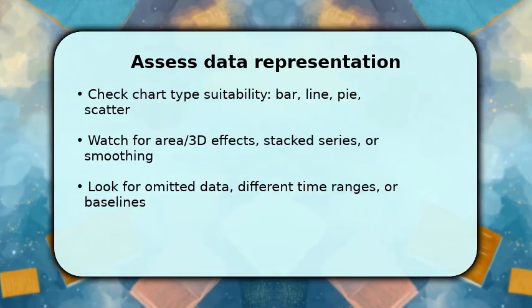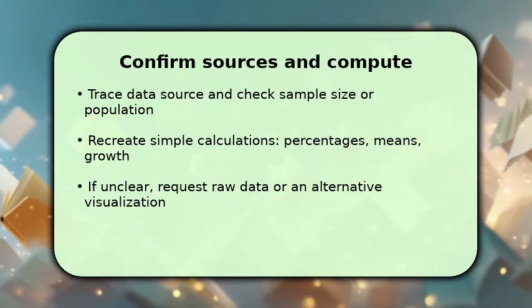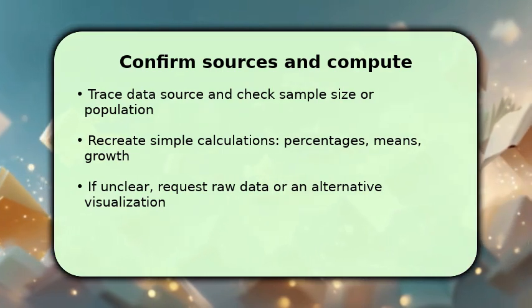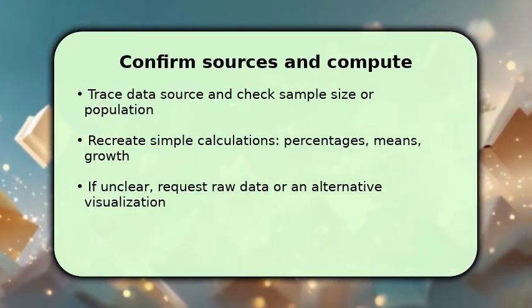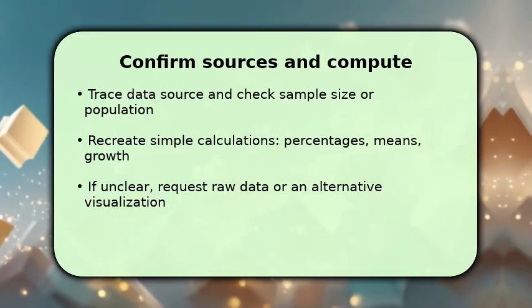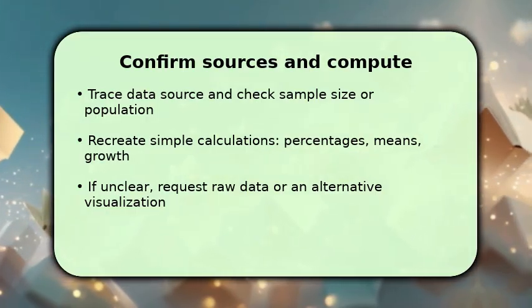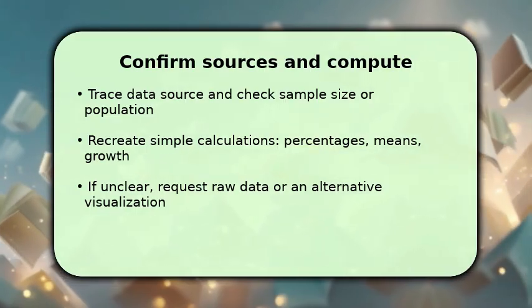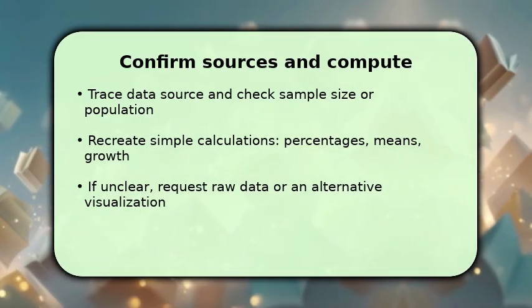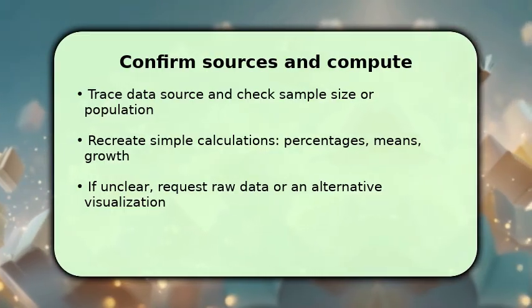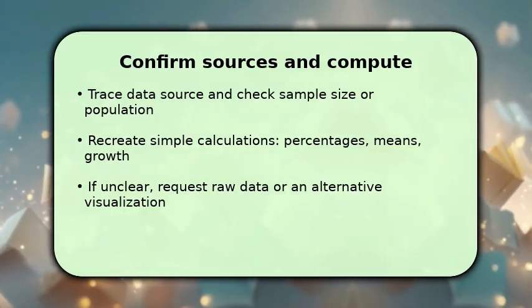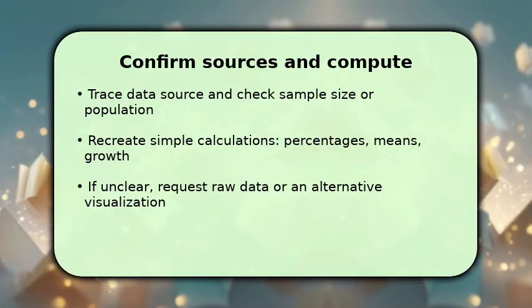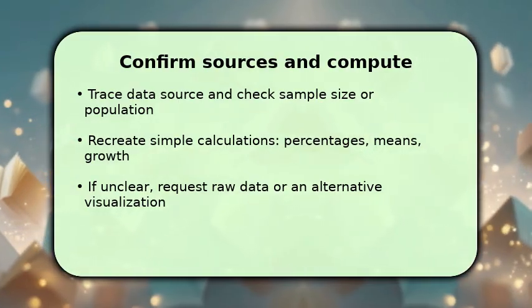Finally, validate the numbers and provenance so you can trust conclusions. You should trace the source, confirm sample size and definitions, and then recompute simple metrics like percentages, means, or growth rates to see if they match the graphic. Once done, try plotting the same data with a neutral chart type to test the claim. If results differ, ask for raw data. Troubleshooting tip: if numbers are missing or inconsistent, request the dataset and read.